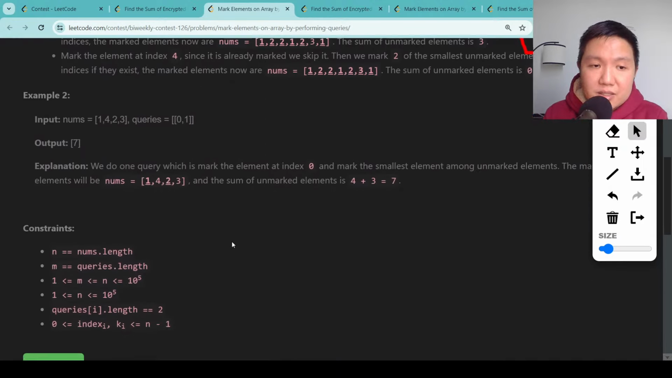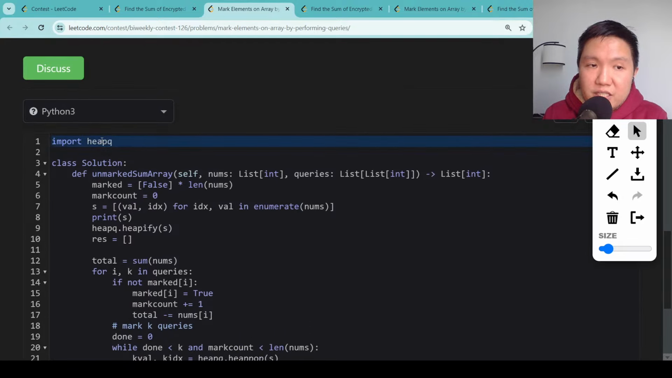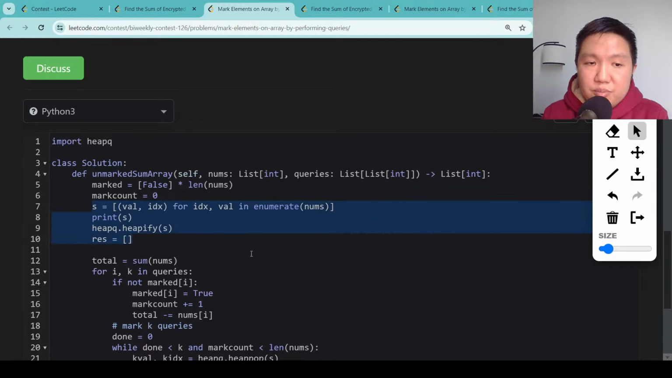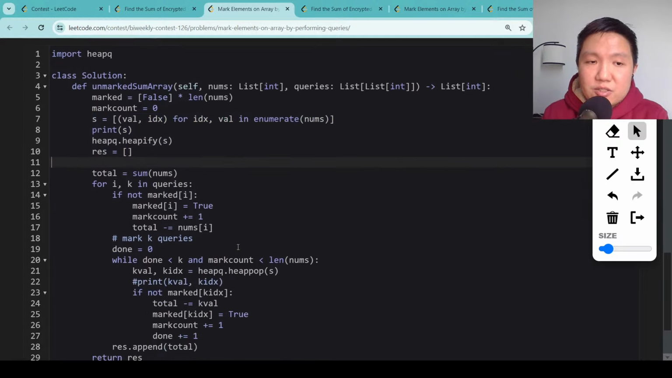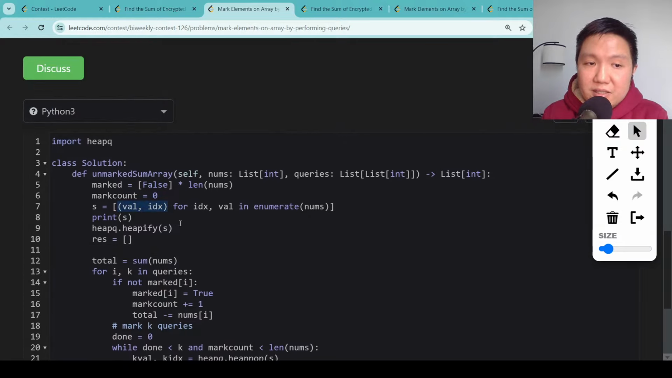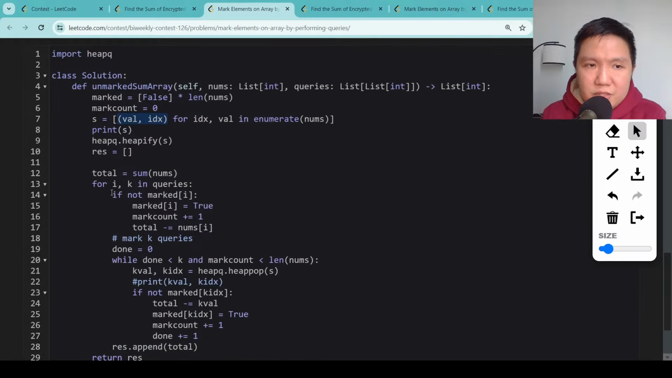The way I did it, I'll show you guys what I did. Basically, I use a heap, and I have an array that starts with false. I want to mark them as I go along. I count how many people I mark, so I know when I mark everybody. This one is just for me to do a heap. I use a heap to find the smallest item at any one time. I put the value and index in the heap, so I know which index to kill. After that, I just say for I and k in queries, if not mark I, then mark the guy, and total minus equals nums I.